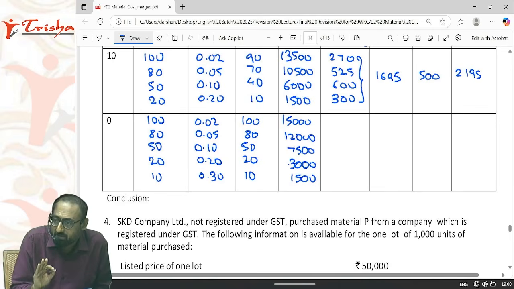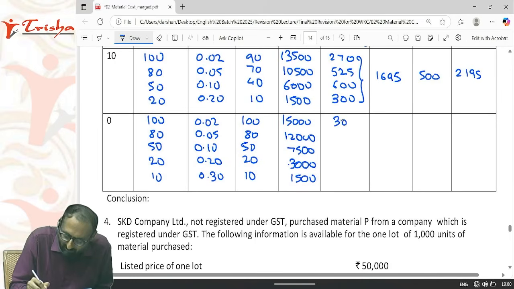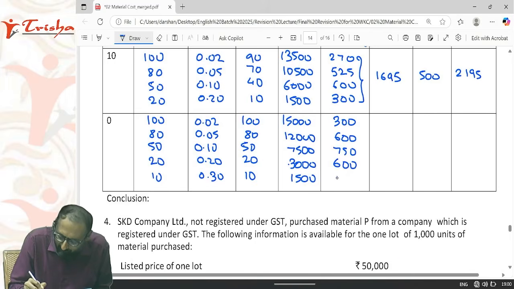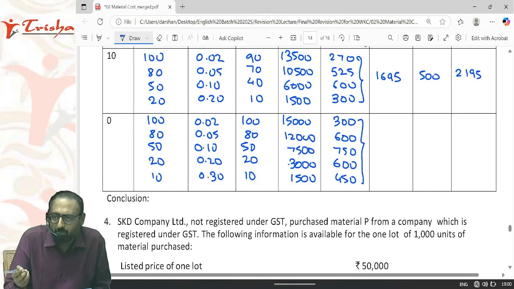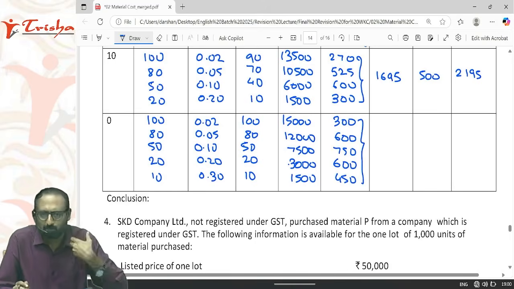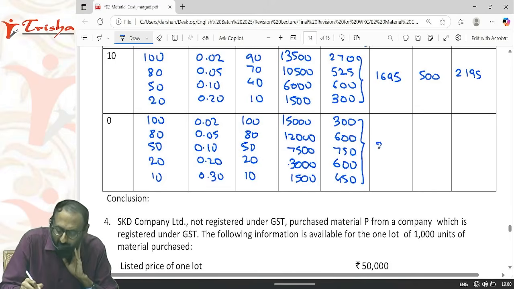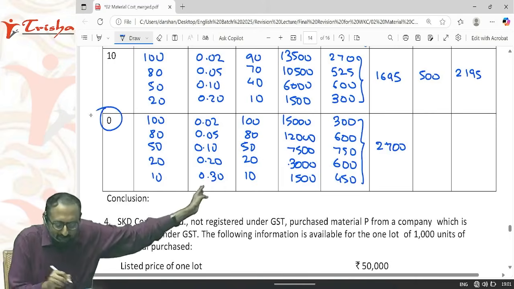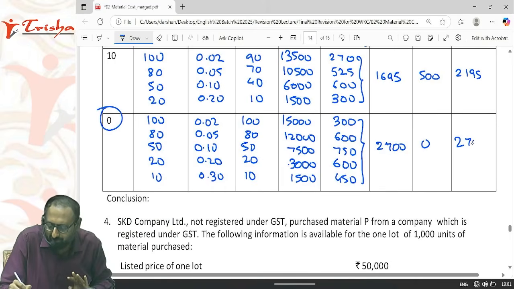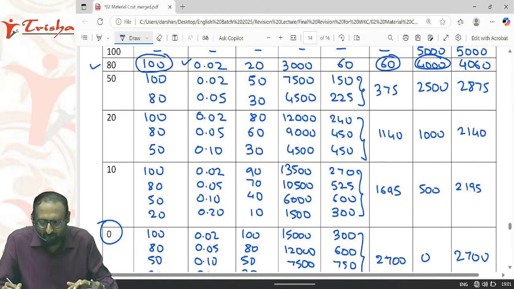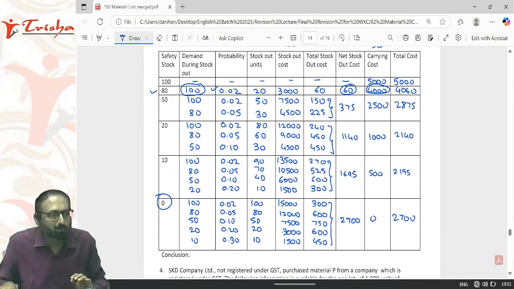Check whether it is correct or not. Multiply by probability: 15,000, is it 300, 600, 750, 600, 450? Yes or no? Please check and tell me how much will be the total. Calculation mistake is possible, I am doing it orally. How much is the total? 2,700. Are you sure? No inventory is maintained extra, so carrying cost will be 0. 2,700 will be the answer.